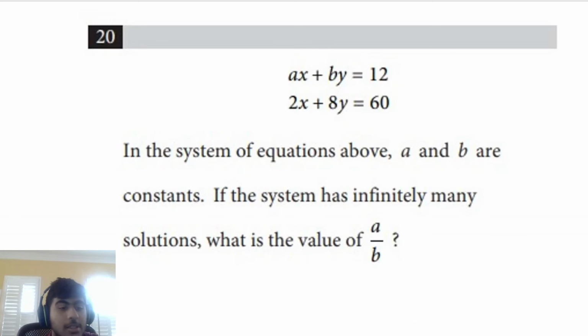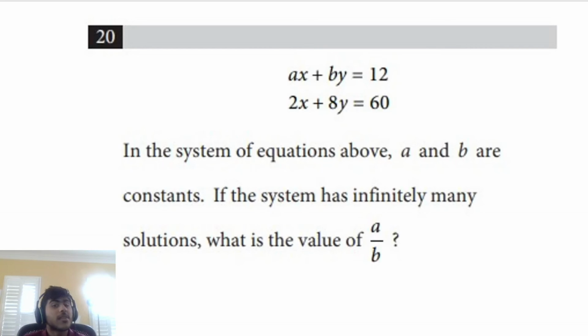All right, let's move on. This is our last question of this set, the last question of this test, of this section. Let's see what we got. ax plus by equals 12, and 2x plus 8y equals 60. In the system of equations above, a and b are constants. If the system has infinitely many solutions, what is the value of a over b?